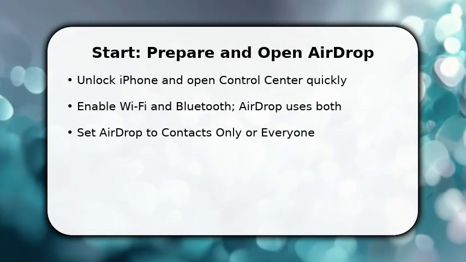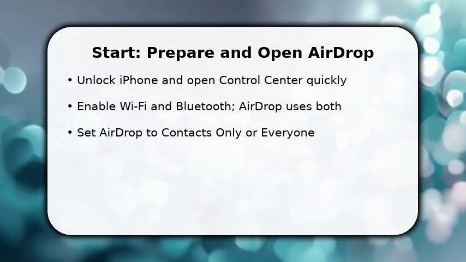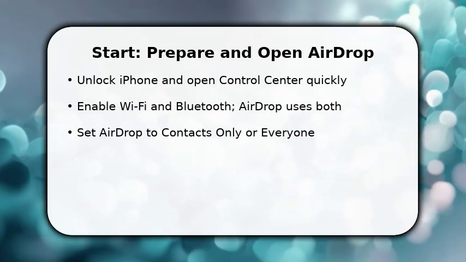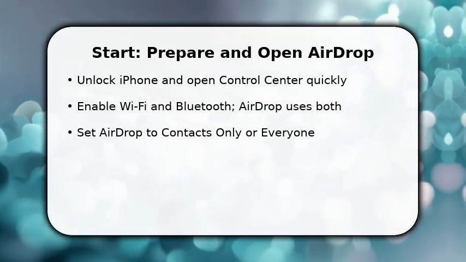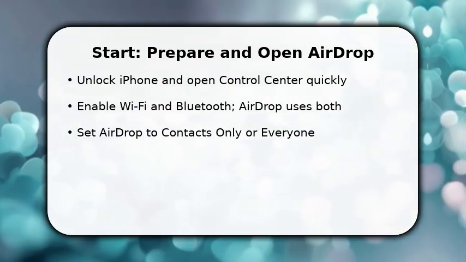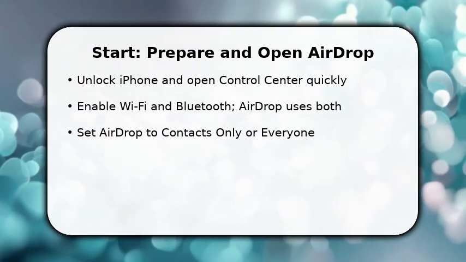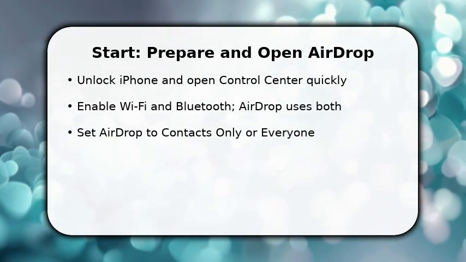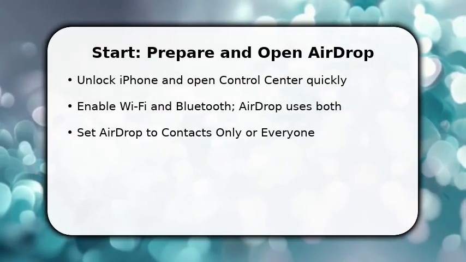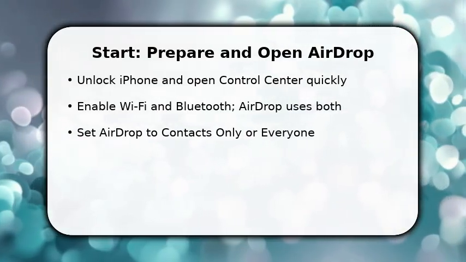You begin by unlocking your iPhone and opening Control Center. This puts controls within reach. Make sure Wi-Fi and Bluetooth are on because AirDrop uses both radios to negotiate the transfer. Next, tap AirDrop and choose contacts only for privacy or everyone to accept from any nearby device.